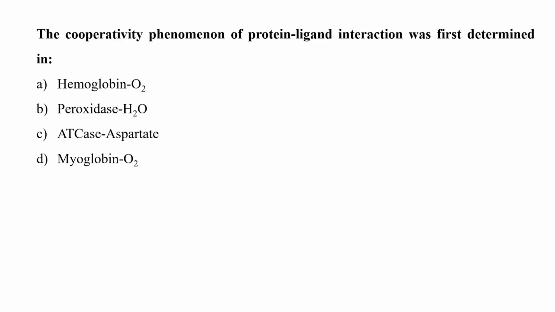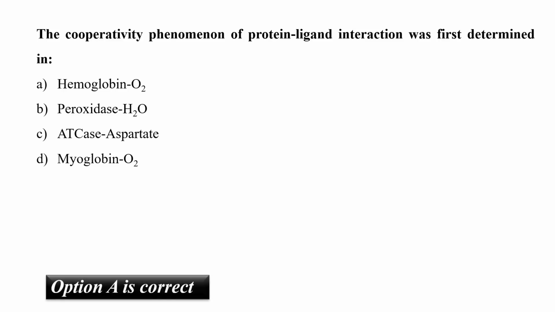Hemoglobin, on the other hand, is a classical example of allostery and positive cooperativity. When the first oxygen binds to hemoglobin, it has lower affinity, while subsequent binding of oxygen shows higher, increased affinity. Hence, hemoglobin is a model protein to understand the allosteric behavior of any protein.